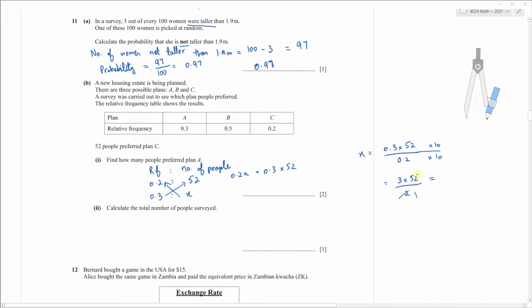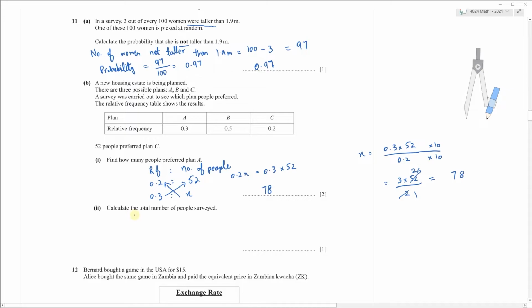So 2 ones are 2, 2 twos are 4, 1, 12. 26 times 3 will be 6 threes are 18, 1 carry, 3 twos are 6, 1, 7. So X is 78, which is the number of people who preferred plan A. So this is 78.